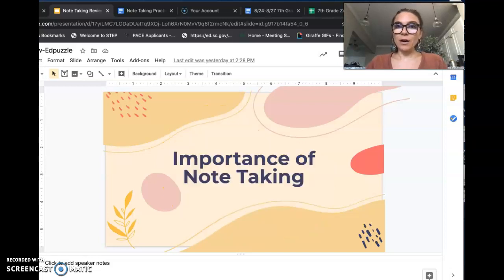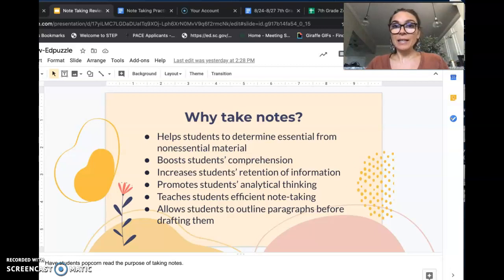So in our lesson last week, we had talked about why note taking is important. I want you to take a second and answer that question. Why is note taking important? If you said any of these things, you are correct.